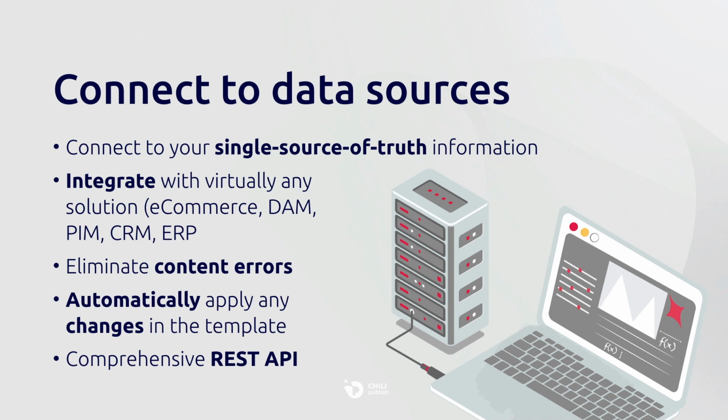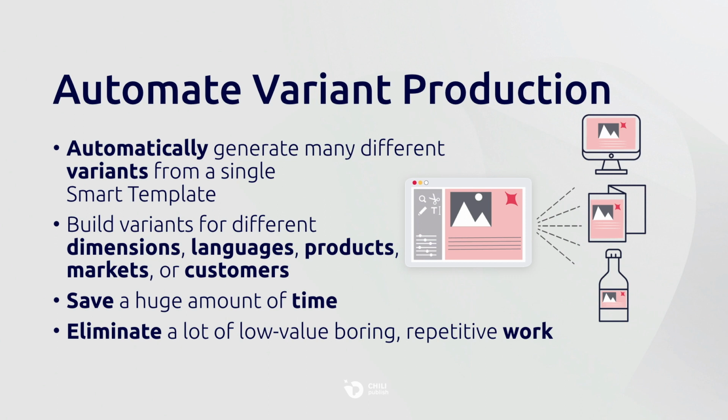You can do that only if you've got a comprehensive REST API though. Also, you can automate variant production. Because a lot of time is spent on doing the variant production, it makes sense to automate that. You can automatically generate a lot of different variants from the same template. You can build variants for different products, different dimensions, different markets, different languages, etc. This saves a huge amount of time, and it eliminates a lot of the boring, repetitive work.